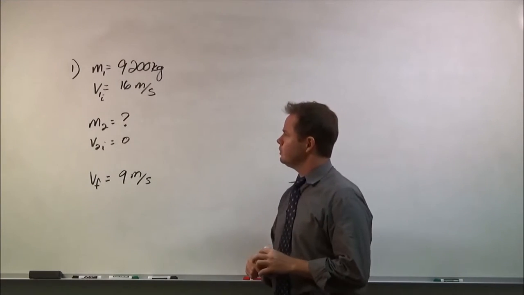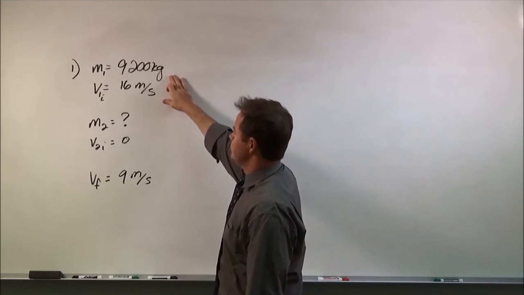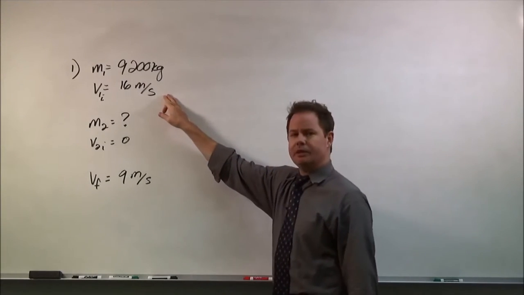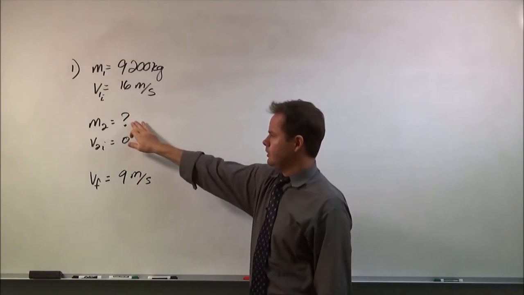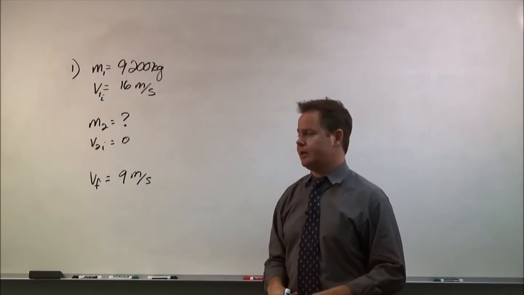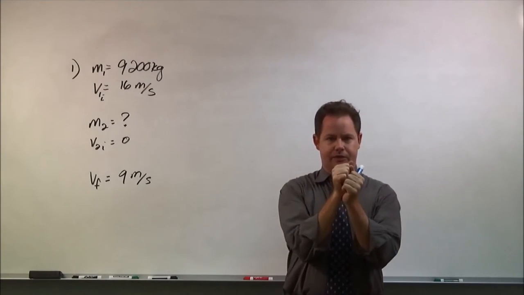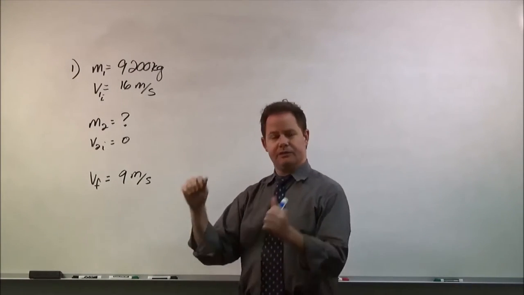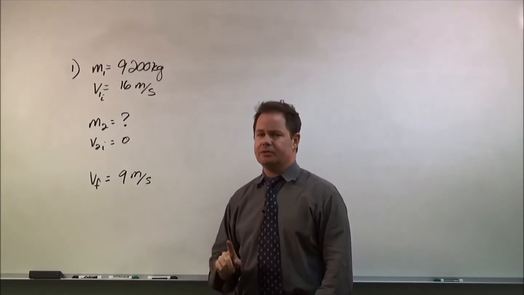So for this first question, we have an object with a mass of 9,200 kilograms traveling at 16 meters per second that is colliding with a second object of unknown mass that is at rest, which means the initial velocity of that second object is 0. And then the two objects are going to stick together, and the final velocity of the two objects after that collision, once they're sticking together, is going to be 9 meters per second.